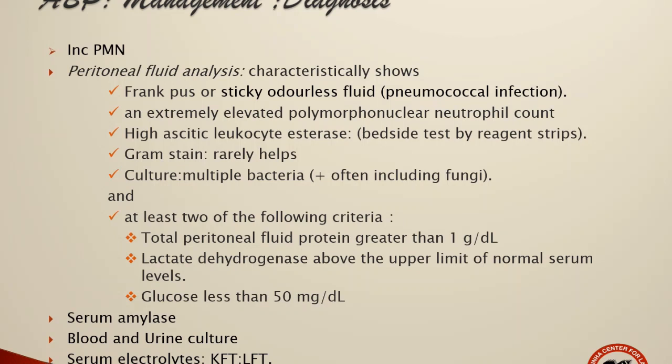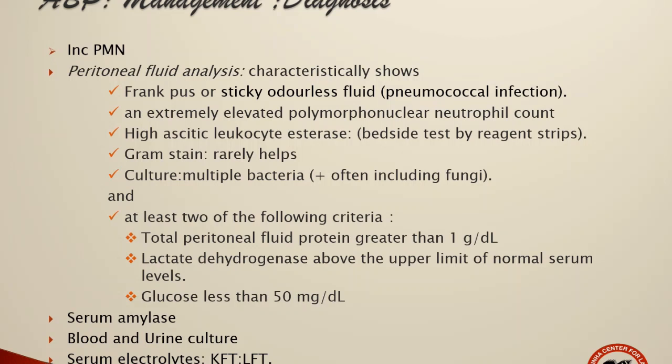A high acidic leukocyte esterase, Gram stain really helps, as also does a culture. Multiple bacteria, often including fungi, can be identified, and a sensitivity report can easily be had, and at least two of the following criteria: number one, total peritoneal fluid protein greater than 1 gram per deciliter; lactate dehydrogenase or LDH above the upper limit of normal serum levels; and glucose less than 50 milligrams per deciliter.